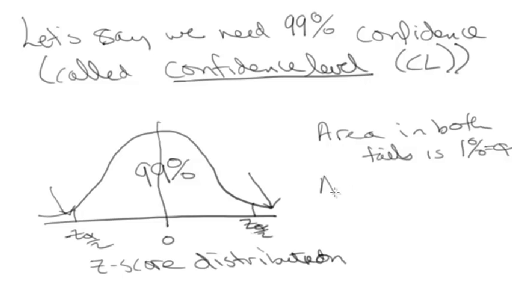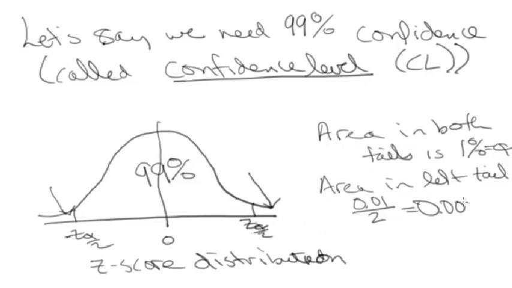So the area in just the left tail is 1% divided by 2, because normal distributions are symmetric, so it'll be an even amount on both sides. That's going to be 0.005. And this is equal to the significance level divided by 2. So that's where the alpha divided by 2 comes from in our notation representing the critical value. So that's what's over here, 0.005.